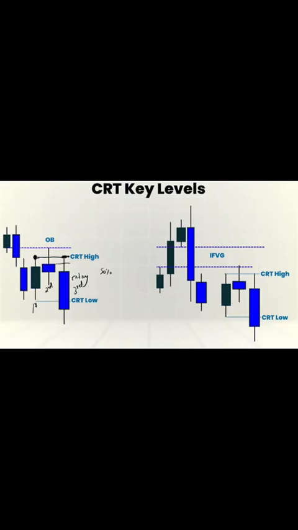I see many of you focusing heavily on the 50% level. I don't really understand the obsession with 50%, guys. Instead, focus on the high of the previous candlestick. I believe I've already made a video explaining that.